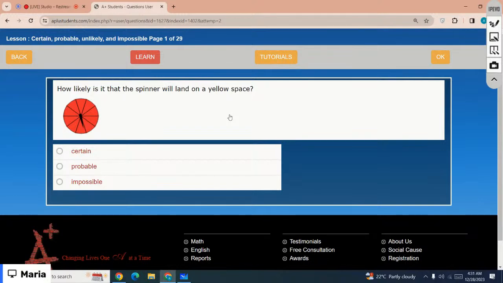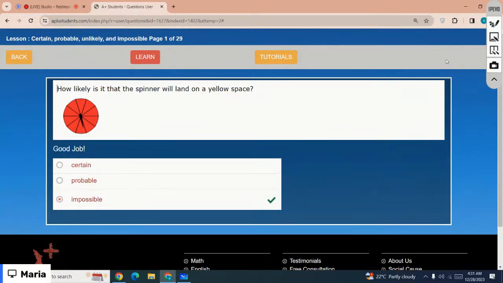So the correct option is impossible. You do not have any yellow portion. How will it land on yellow? So the correct option is impossible, right?